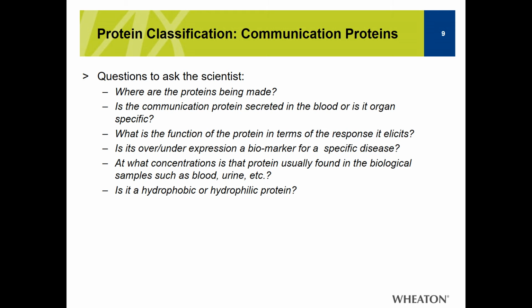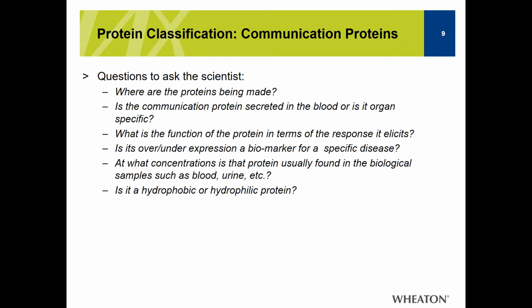Then we can also ask what the function of the protein is in terms of the response it elicits. And is an overexpression or underexpression of this communication protein or biomarker an indication of a specific disease? For example, diabetes. If you look at diabetes and we look at the insulin level, we find it is very low. So different diseases have different biomarkers, and researchers and scientists are always looking for these biomarkers as an indication of some disease.